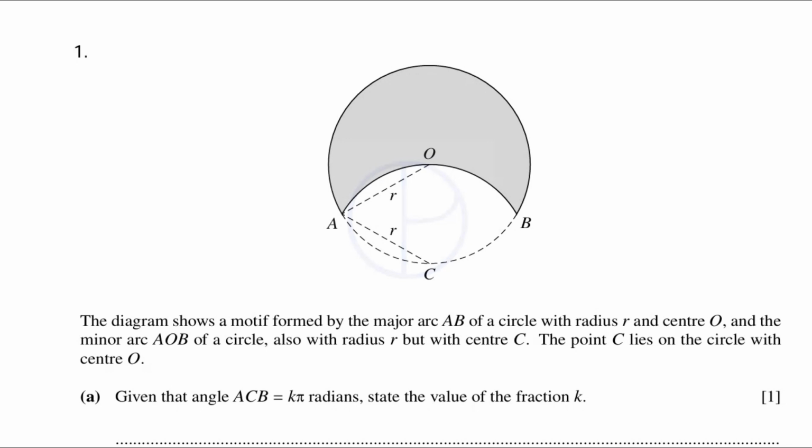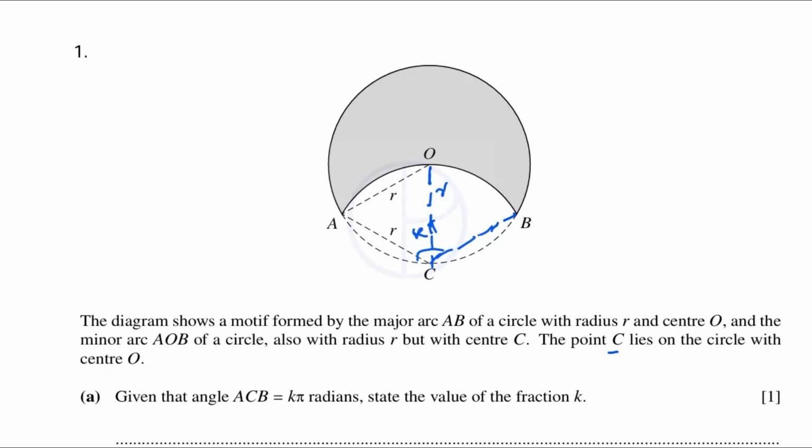So the angle ACB here is k pi. We need to find the value of k. It is given that the point C lies on the circle with center O. That means OA is R, and OC is also R, because this is the radius of the circle with center O.